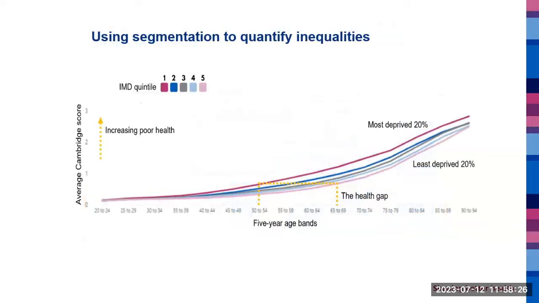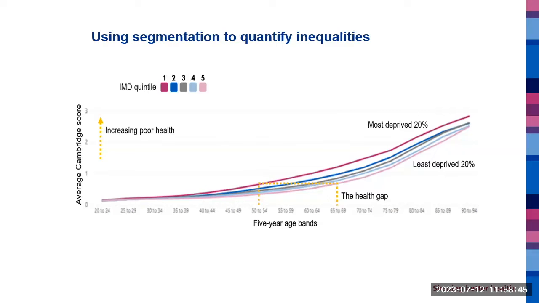On the inequality question, there's lots of ways that you can cut it. This is just by the IMD of the postcode that the person lives in. There's a couple of things here. One is how early this starts to separate. This is our most deprived. So even in their 40s, in terms of diagnosed conditions, it's already starting to separate.